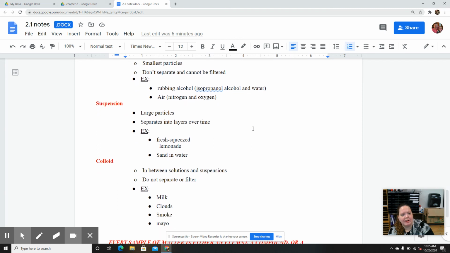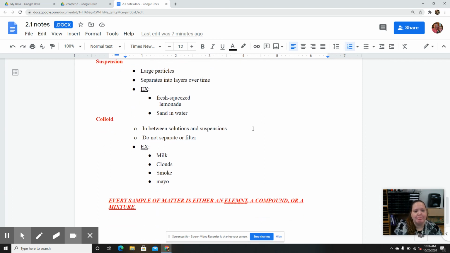A suspension has the largest particles, and they separate into layers over time. That's why it says on those Naked juice drinks that you have to shake before consuming, because over time the large particles separate out into layers, and you need to mix those layers back up again in order to enjoy a nice fresh glass of juice. With fresh squeezed lemonade, the particles settle to the bottom, and you mix them up so that it's nice and tasty for you.